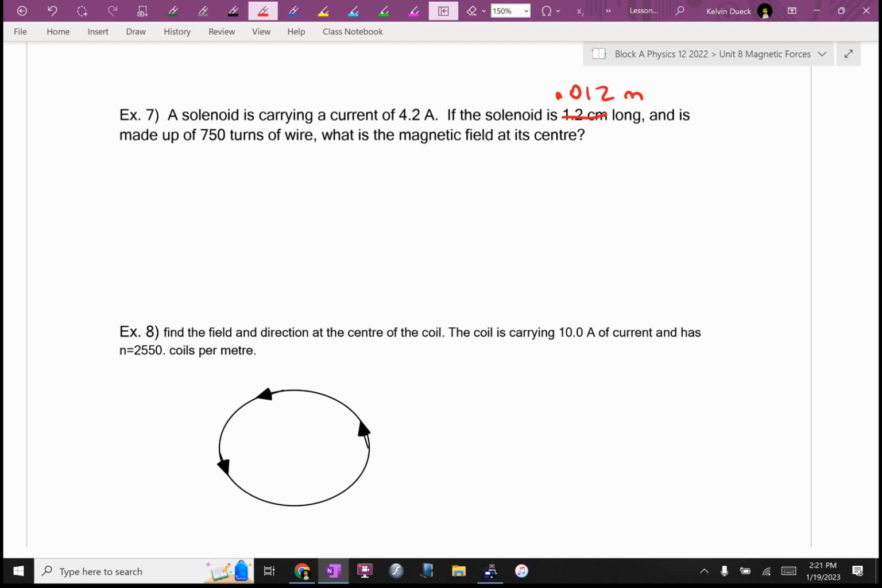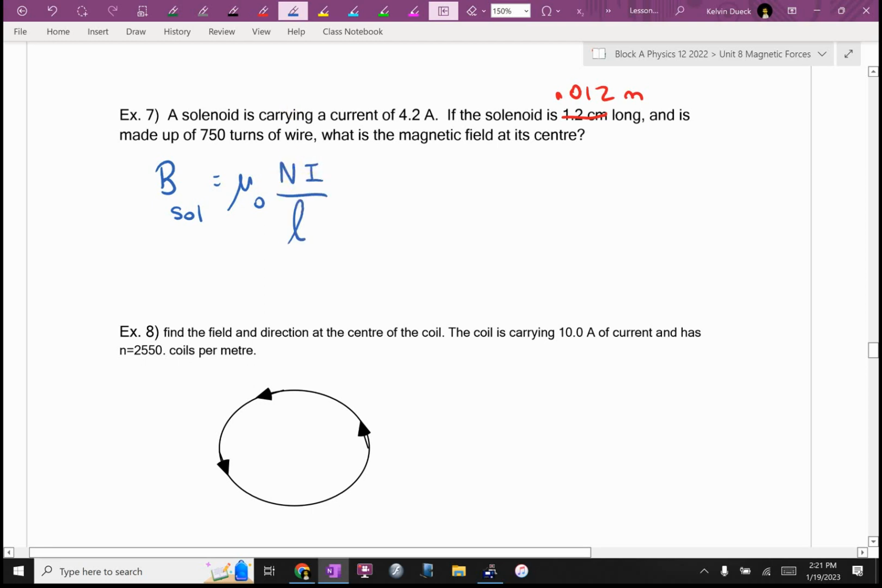Okay, what does it want me to find? Okay, and we're talking about a solenoid, so we're going to use the magnetic field of a solenoid equation, which is, what is it? Mu naught n times I over L. I think that's right, yes?